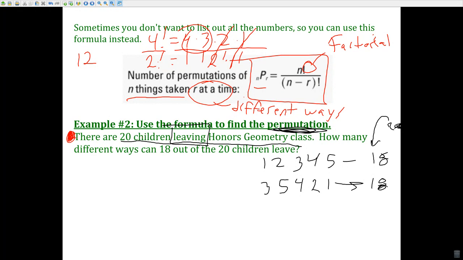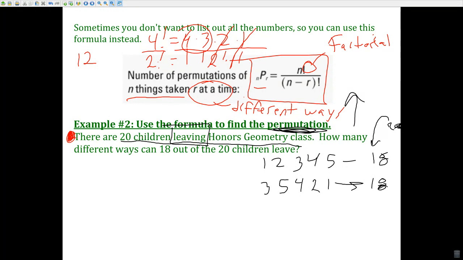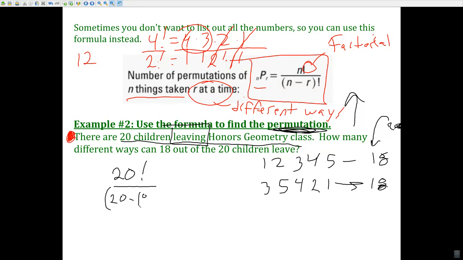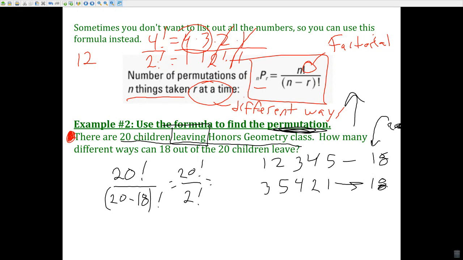In order to find that, we're not going to be able to count like we did up here. We're going to have to use our little formula. So we have a total number of 20 kids, 20 factorial, over 20 minus, well, 18. There are 18 kids that are leaving in different orders, factorial. So that means it's 20 factorial over 2 factorial. Right? And so how do you punch this in the calculator?